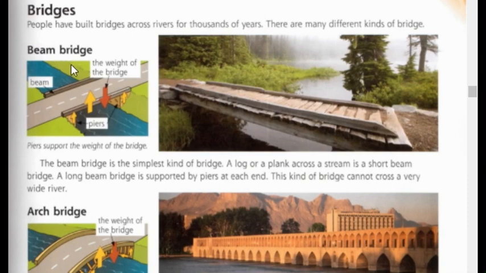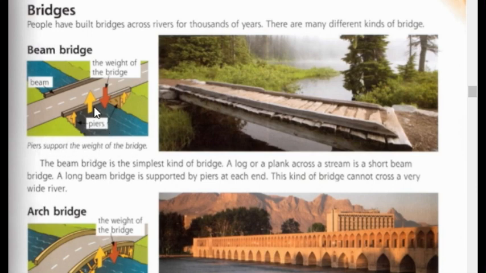طيب beam bridge. Look at the beam here. This edge we call it beam. Look, beam عارضة، قطعة هون وهون هذول بنسميها beam. Look at the height here. This height we call it piers. The weight of the bridge is here. Can you see the weight? وزنه بيكون هون على هذه الأطراف. Piers support the weight of the bridge.